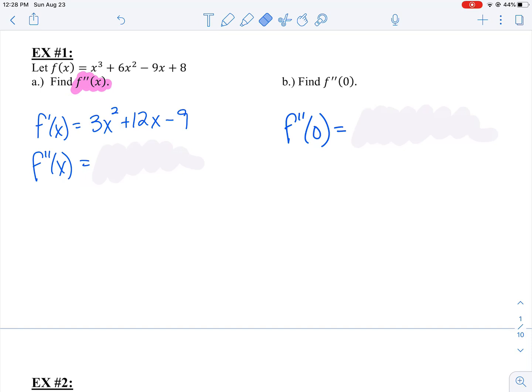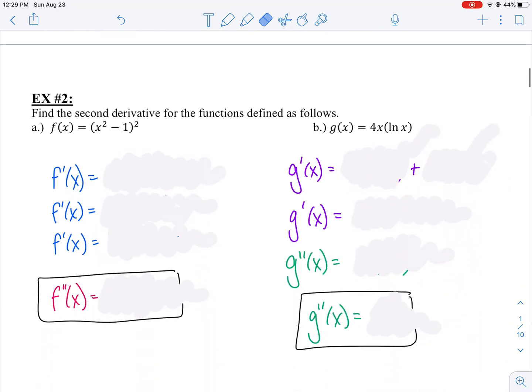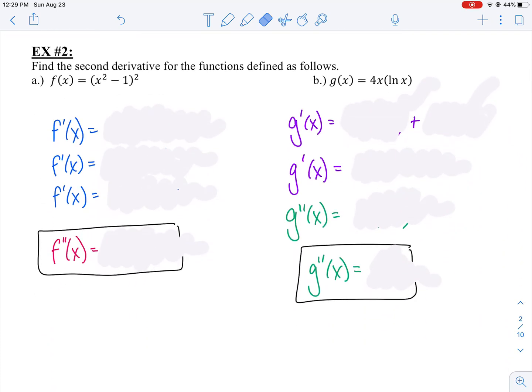Now we have to find the derivative again. Let's label it the second derivative, f double prime. The second derivative would be 6x plus 12. Now part B asks us to find the second derivative when x is 0. So using our second derivative over here, let's figure out what the value of my second derivative is when x is 0. If I plug in a 0, I end up getting that the second derivative at x equals 0 is 12. Let's do another one. These ones are a little more complicated, right? They can't always be so easy.